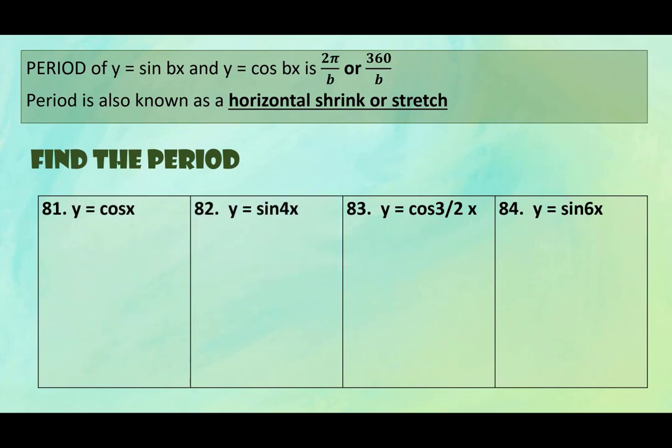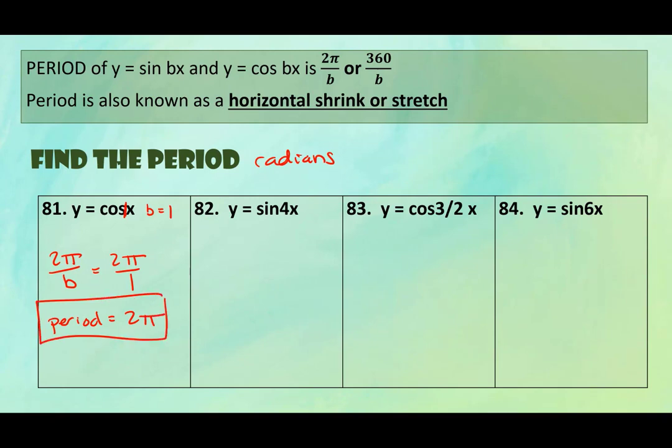Okay, so if you look at here, we have y is equal to cosine of x. The number in front of this x is 1, so b here is equal to 1. So let's do this in radians, just because I see it more often in radians. So we have 2 pi over b as our radian formula. So now we have 2 pi over 1. So our period is just 2 pi.